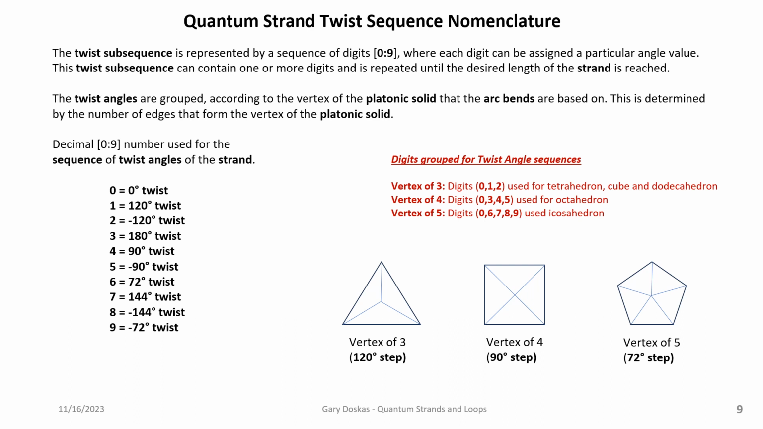A vertex of 3 can be seen here, where 3 edges converge, and the step between them is 120 degrees. A vertex of 4 is where 4 edges converge, and their step is 90 degrees between them. And a vertex of 5 is where 5 edges converge, and the step between them is 72 degrees.